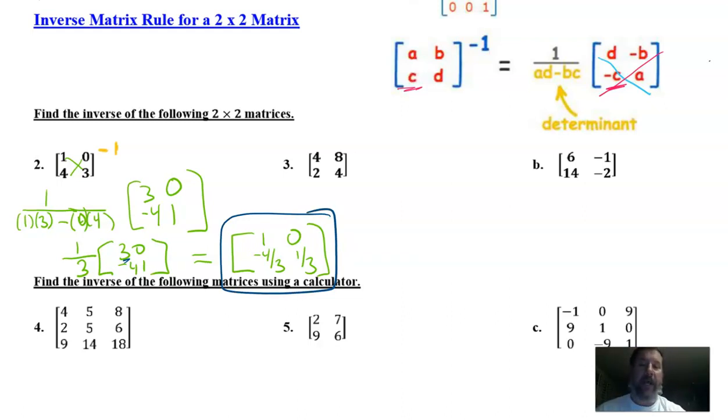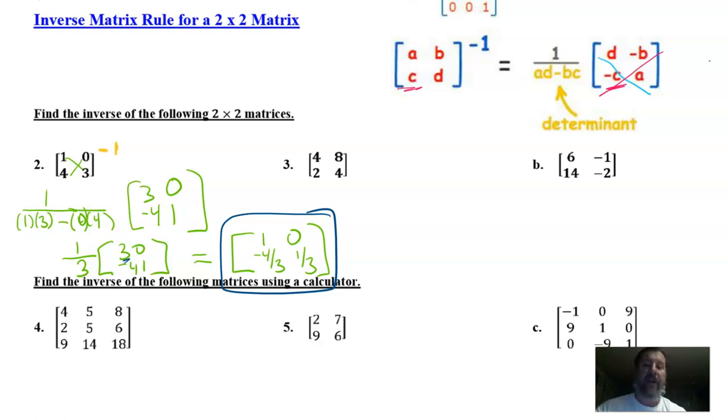If I were to multiply these matrices together, the original one and our inverse, it would give me the identity matrix. And the cool thing is, we talked about how when we multiply matrices, there's no commutative property. The order that we multiplied in was important. With inverses, it doesn't matter the order. It'll always give you the identity matrix. So that's kind of cool.